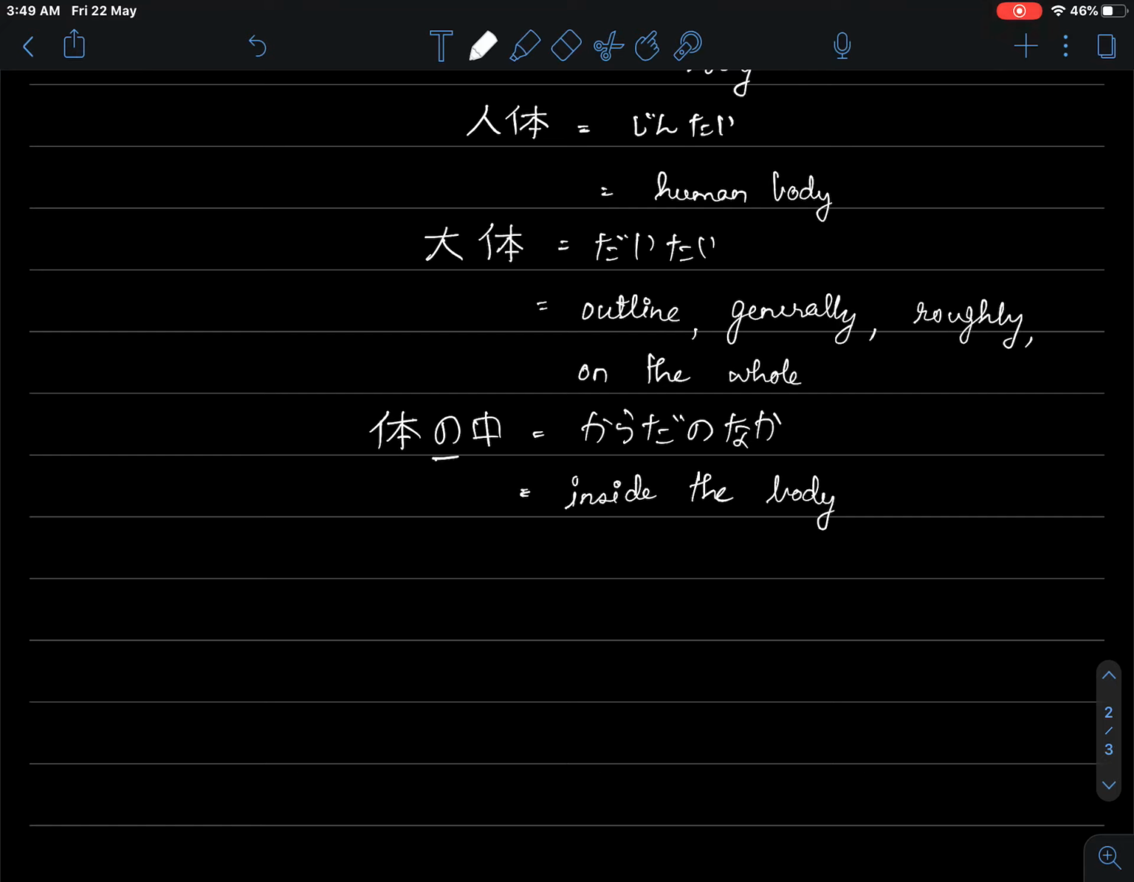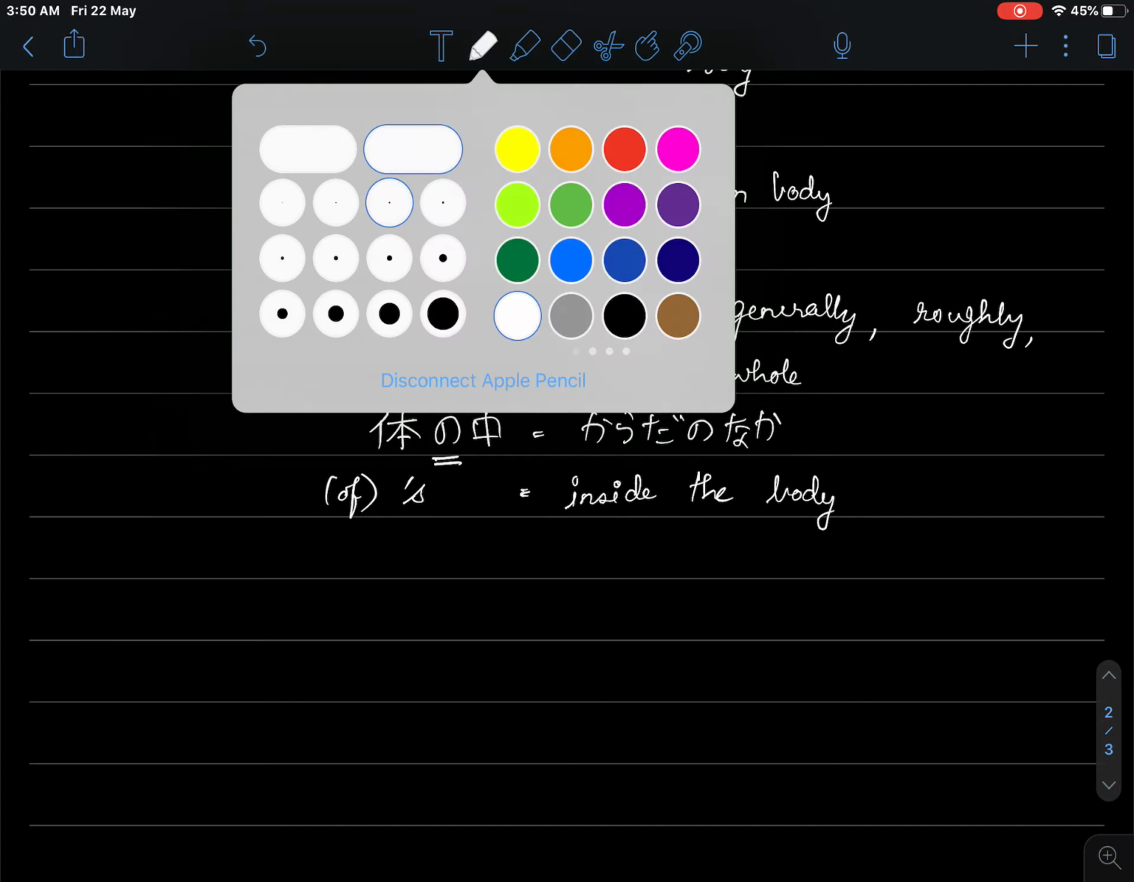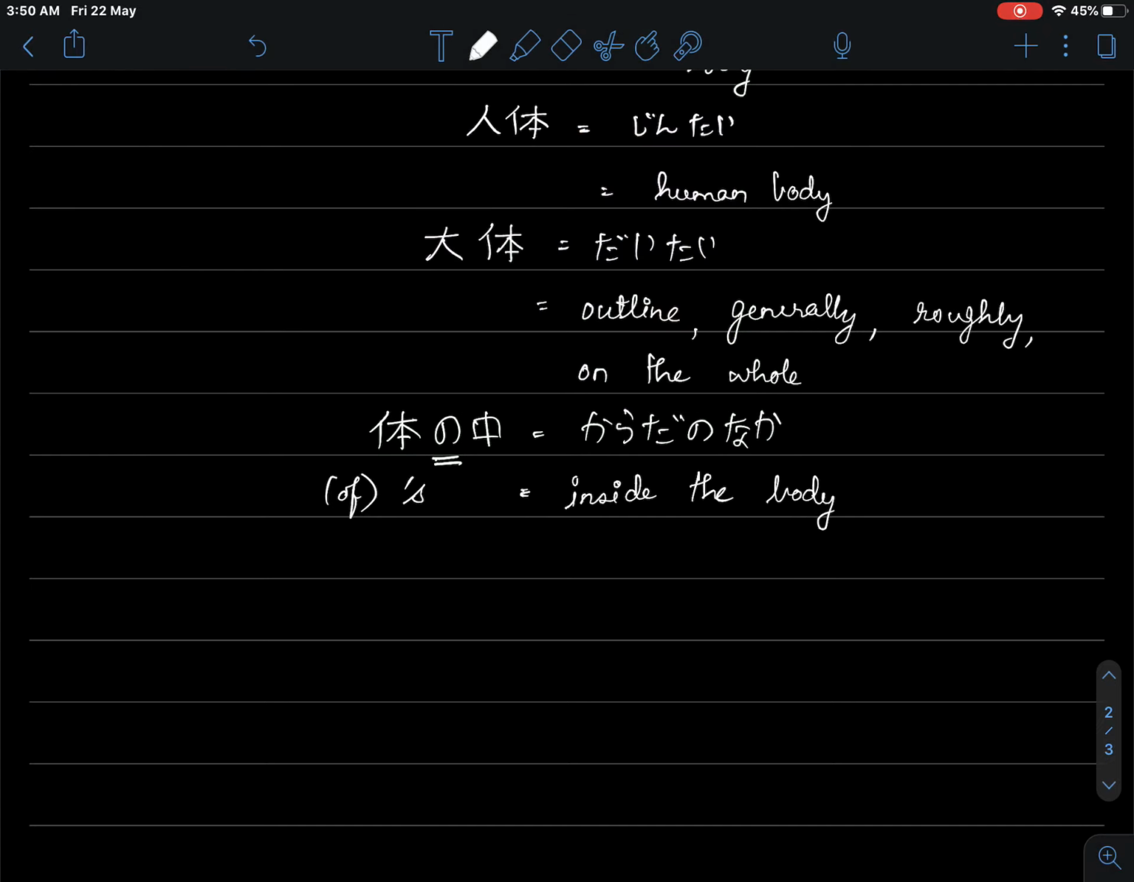So usually this no works something like the apostrophe and then s. So the insides of something, basically. So it also shows possession, same as this apostrophe and s. So the inside of the body, that's how that means. Okay, that's how that comes across. So again, please do study Japanese grammar and other things on the side, otherwise this is going to become really difficult and you're going to get questions which you will otherwise not get. Okay, let's have a look at one more word.